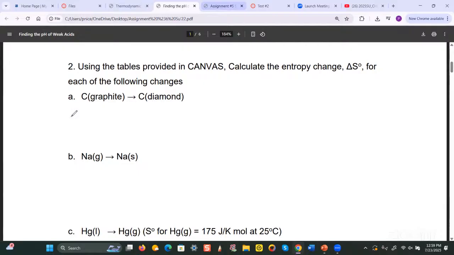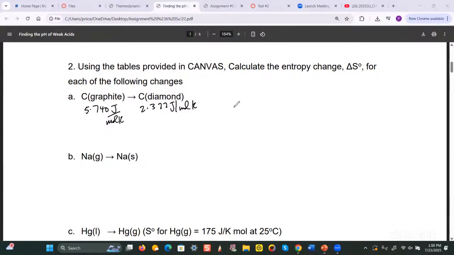Okay, so the first one is carbon graphite going to carbon diamond, right? So you have to look up the standard entropy values for diamond. In the interest of time, I've done that already. In the case of diamond, when you look it up, the value is 2.377 joules per mole Kelvin. And in the case of graphite, it is 5.740 joules per mole Kelvin.